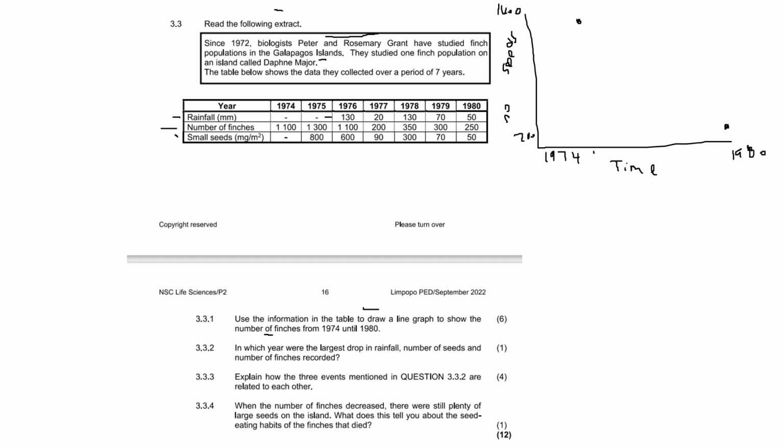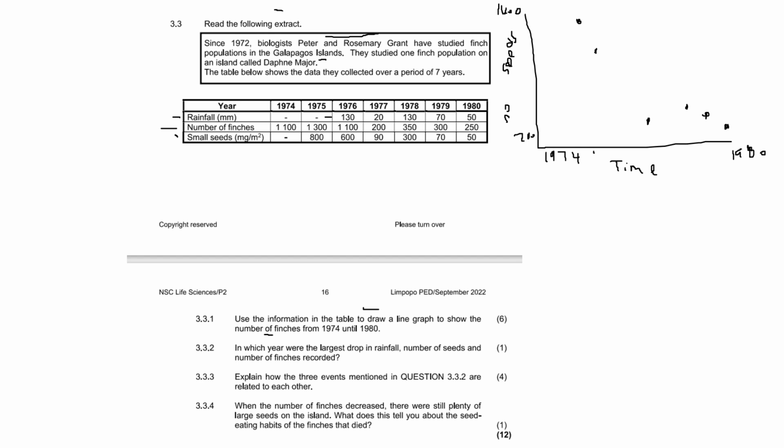Let me also put in 1979. 1979 is 300, which should be around there if I'm using a good scale. And then 1978 is 350, which will be somewhere around there. And then 1977 was 200. Oh no, it's going down now. It should be somewhere around there. 1977, it's going down, that's 200. And then 1976 was 1,100, up there, so it'll be somewhere around there. And then 1975 was 1,300, which is there.